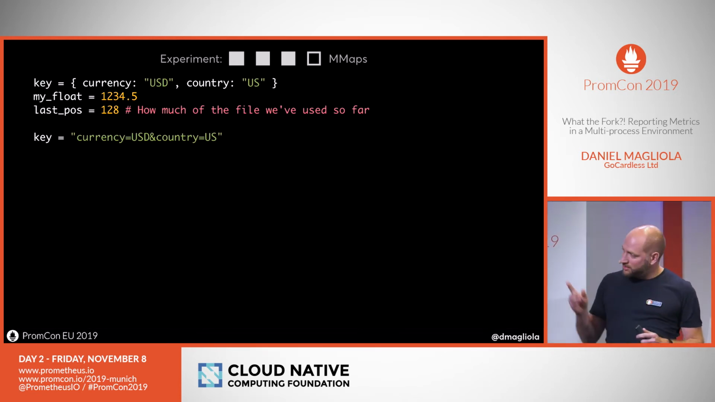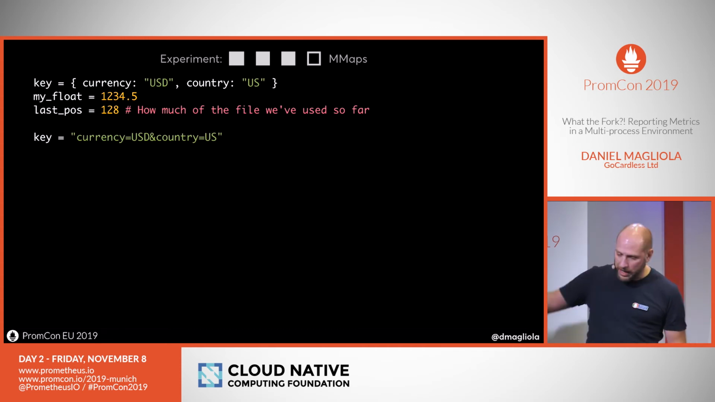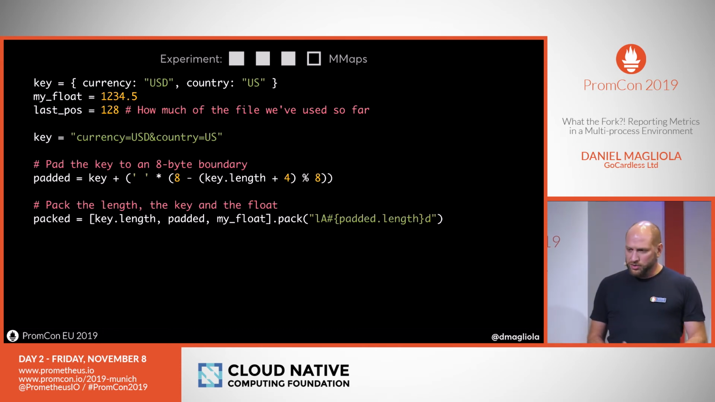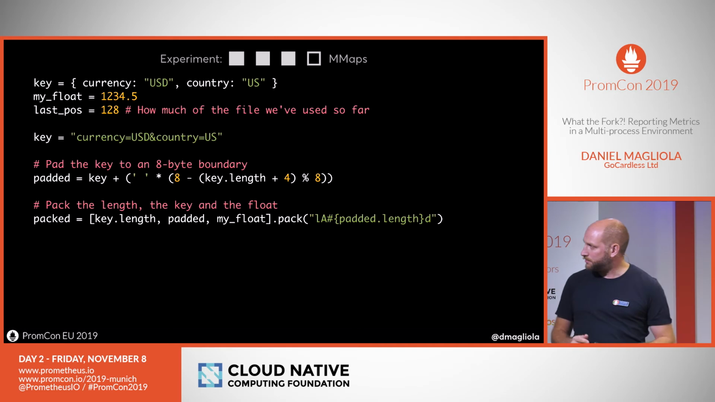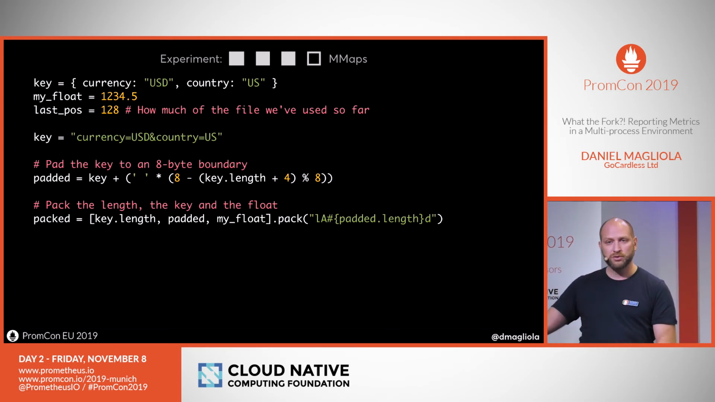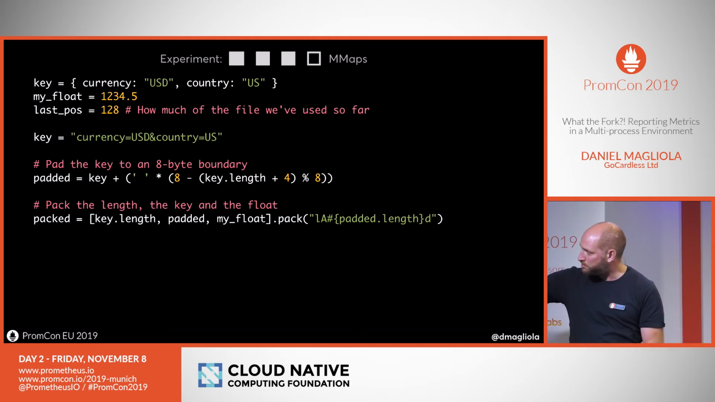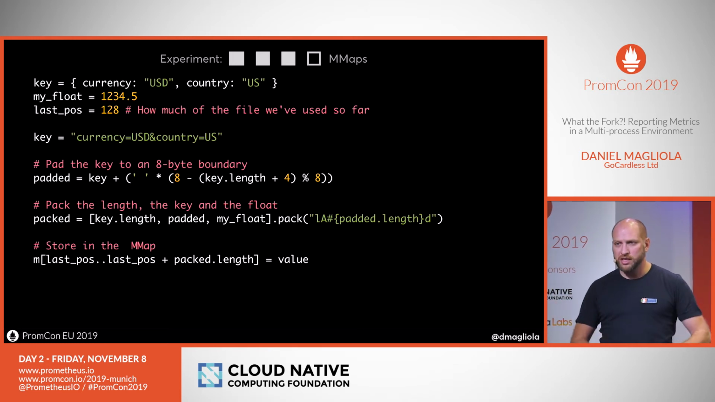Now, this is code that Julius wrote in some branch that I shamelessly stole, and I adapted a little bit. Basically, first we need to turn our label set into a string, because you can't just dump a hash into a file, right? So we do that. And then to turn that into bytes, we do it like we did in the old days. We take the string, we pad it to either 4 or 8 byte sizes, and then we store the length, then the string itself, and then the float value that we're going to store, right? So we use this pack function that Ruby has to turn that into a bunch of bytes, and then we set the range in the mmap.